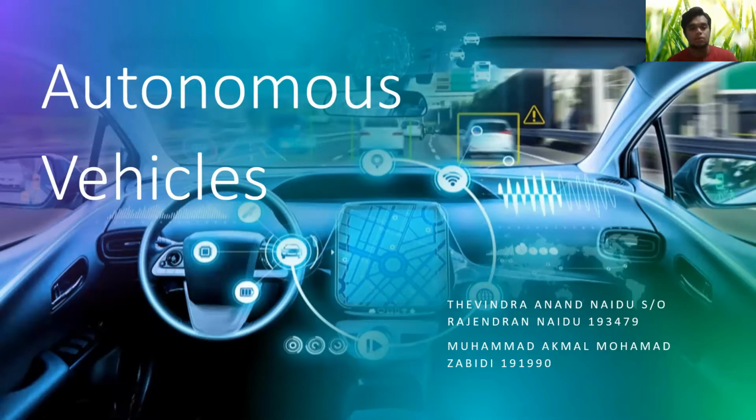And for the smart appliance that we chose, it is the autonomous vehicle. My name is Devendra Naidu, son of Rajan Renu. My number is 193479, with my team member Muhammad Akmal Muhammad Zabidi, whose number is 191990.